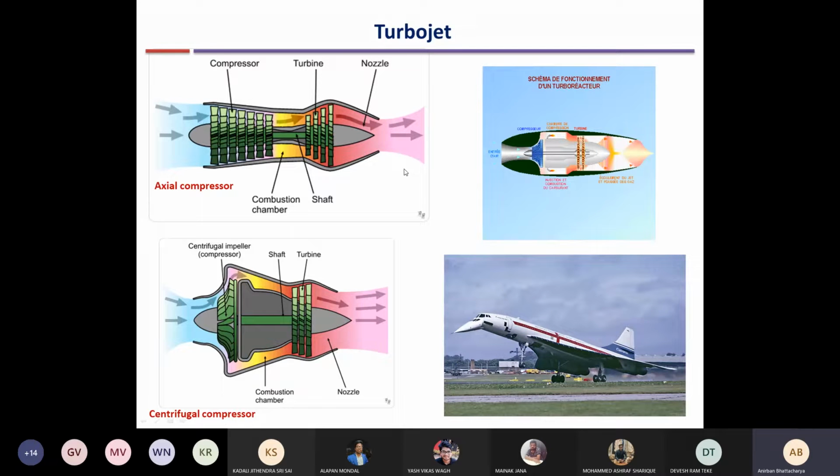Typically, convergent nozzles are used for most aircraft because designing a convergent divergent nozzle is very difficult. So convergent nozzle means yes.